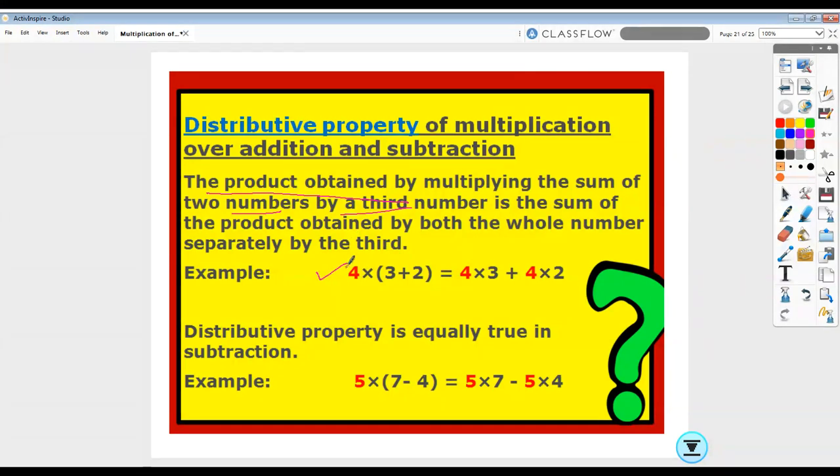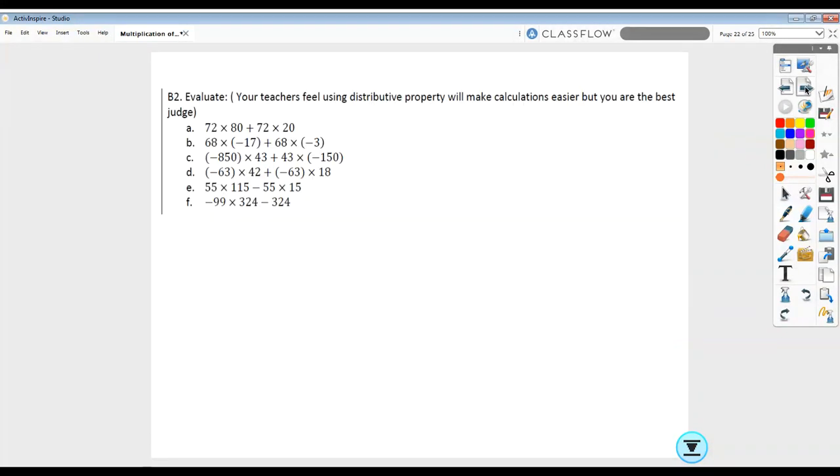So, this is the example in front of us. We are distributing the multiplication of 4 with 3 plus 2 as 4 into 3, 4 into 2, and adding the individual products. This property is equally true in subtraction. So we can also call it the distributive property of multiplication over subtraction. Let us now try something on integers. Let us try and solve one of the questions that we have here.